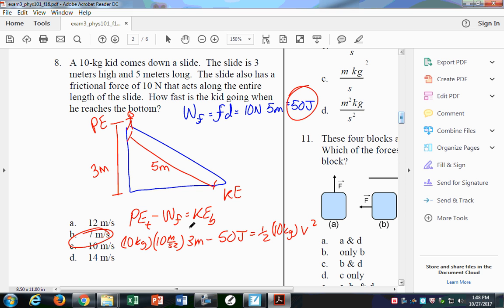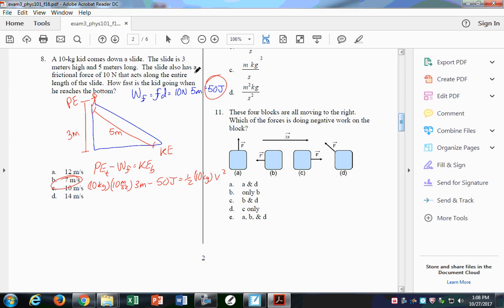But the more difficult part is including that friction and understanding that the friction actually takes away energy from that system. Okay? Friction is what type of force? A conservative or a non-conservative force? It's a non-conservative force because it loses energy, and that's what it's done in this case. Okay, let's look at some others here.